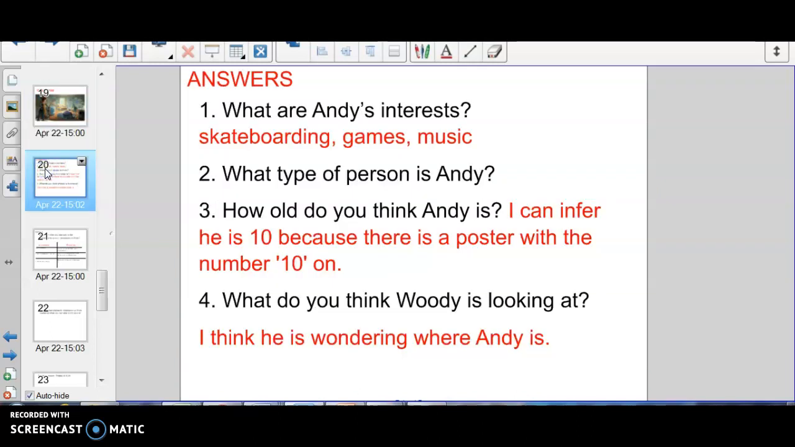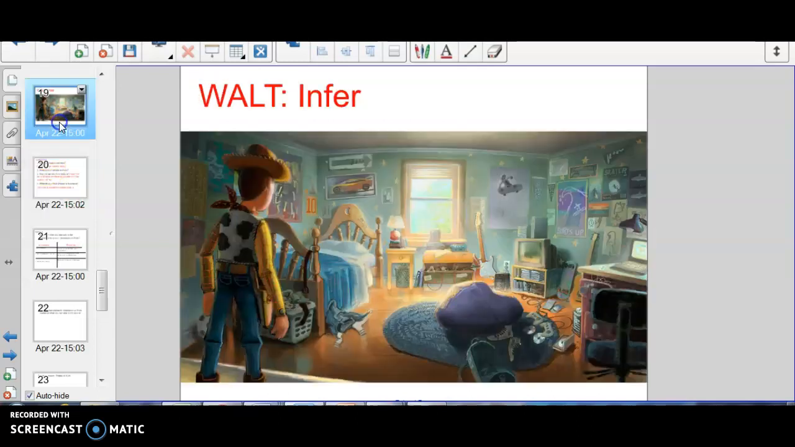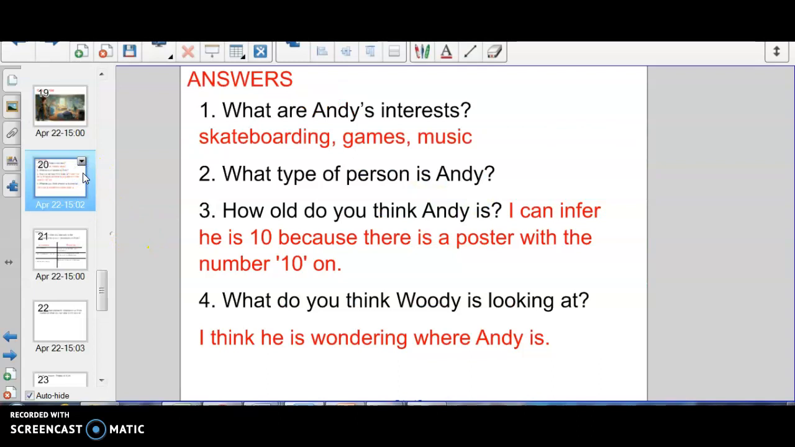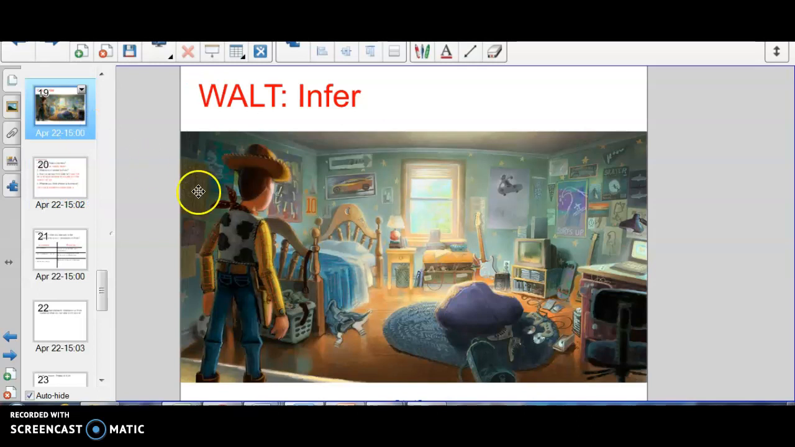Number four, what do you think Woody is looking at? So what do we think Woody is looking at here? The obvious answer would be, I think he's wondering where Andy is, but there really is no right or wrong answer for this because, of course, it's inference, which means we don't know a definite answer. We're going by what we can see.